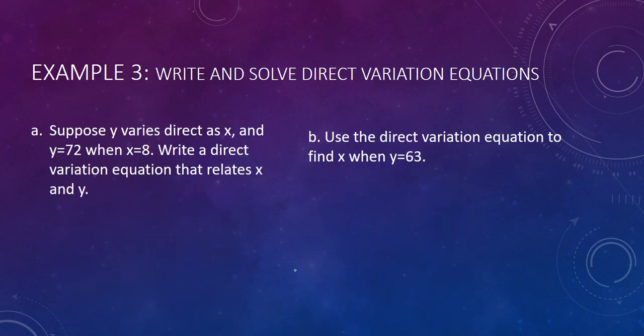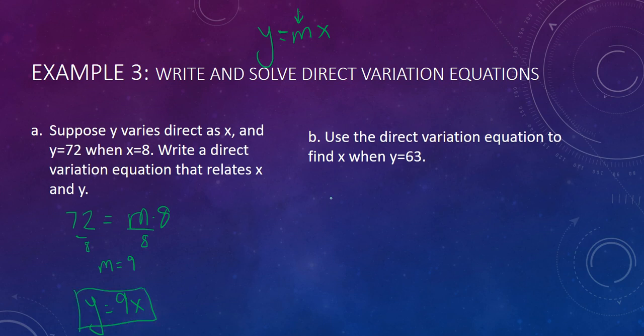Perfect. The last thing is write and solve a direct variation equation. So remember, we're going to think of those as y equals mx. Suppose y varies directly as x, so direct variation, we use that equation. Y is 72, so we can plug that in where the y is in the equation. And x is 8. But we don't know m, so we need to find that. Now, because those are right next to each other, that's multiplication. So I'm going to divide by 8, and m is 9. So when they say write the equation, they just want the number filled in for m. So y equals 9x would be my direct variation equation.